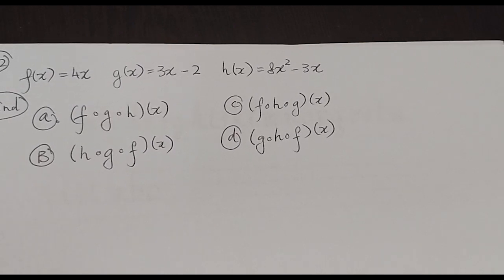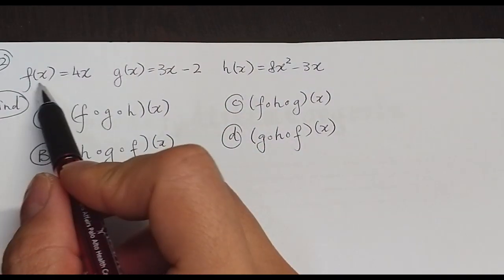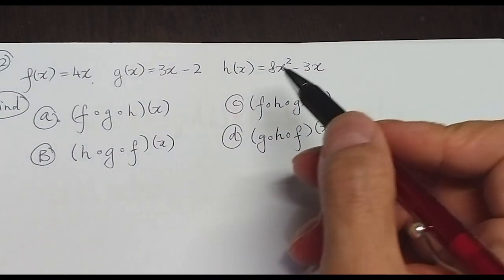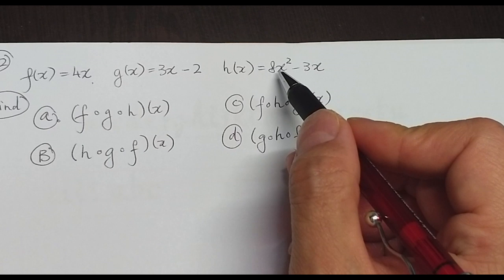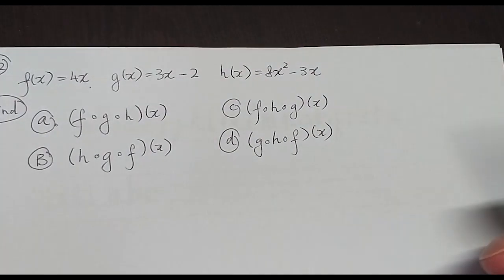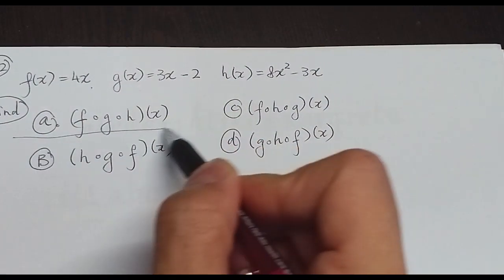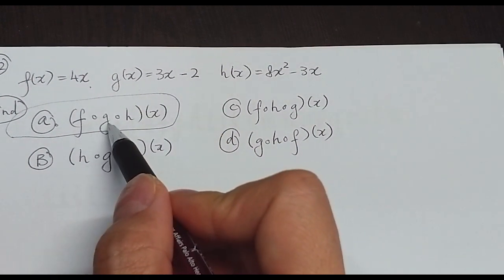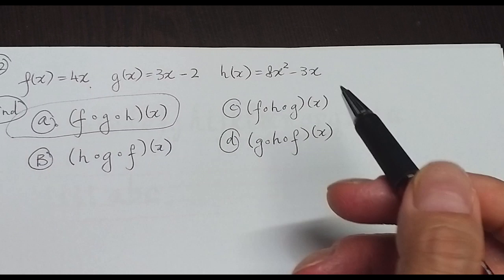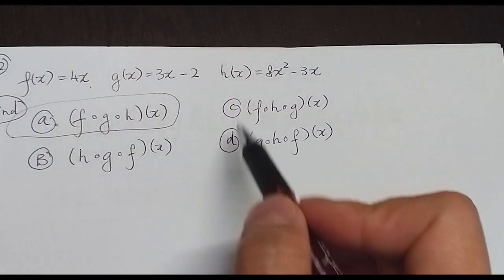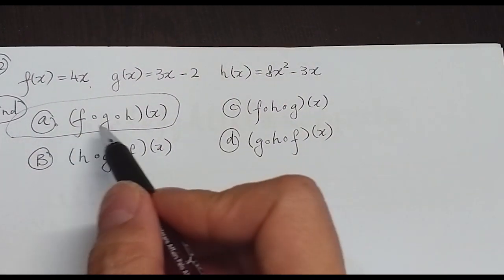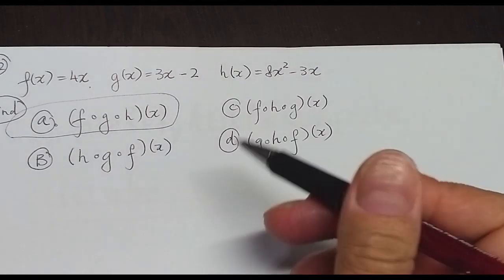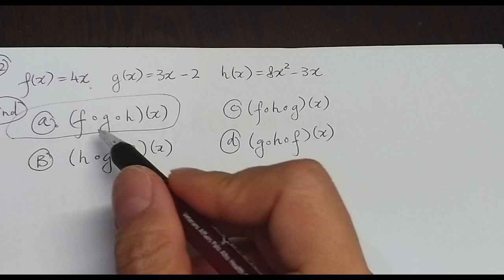Okay, in this exercise, we have three functions. f of x equal to 4x, g of x equal to 3x minus 2, and h of x equal to 8x squared minus 3x. In A, we want to find out the answer of f composites of g composites of h of x. We have A, B, C, D, four questions, but I only do A for you, and then B, C, D, you do it yourself.